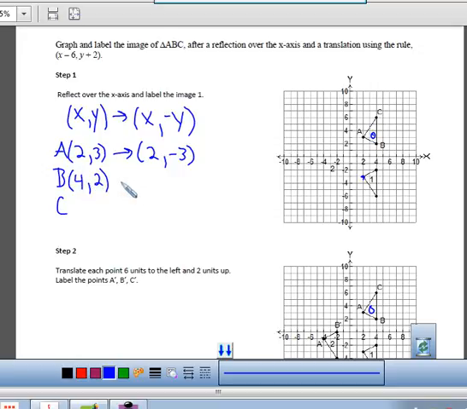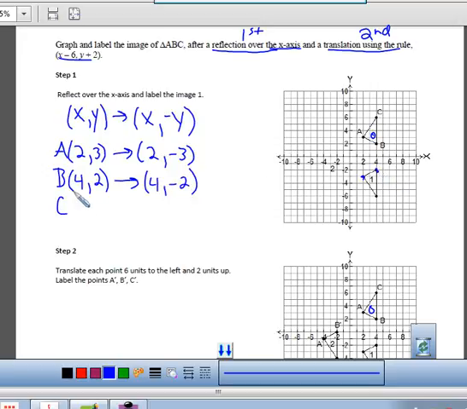And when I reflect over the x-axis, oh, by the way, the two transformations we're doing are reflection and translation. So the first one we're doing is this, and the second one we're doing is this. And it is important to go in order because sometimes you'll end up in a different spot if you go in a different order. Okay, back to what we were doing before. So if I use the rule, (x, y) becomes (x, -y), (4, 2) becomes (4, -2). And that's this point here.